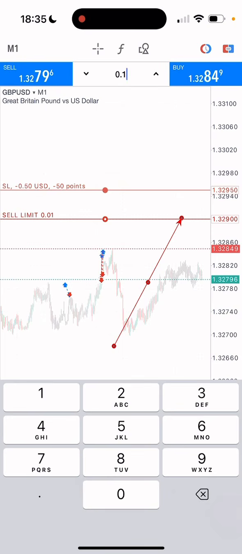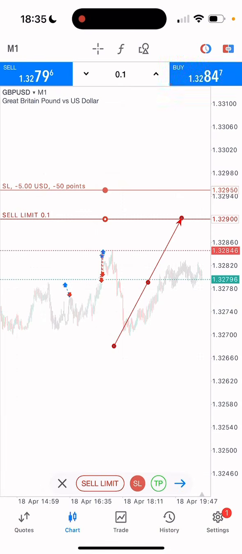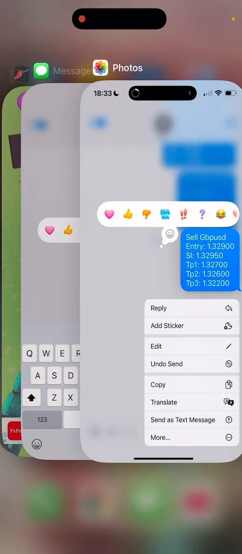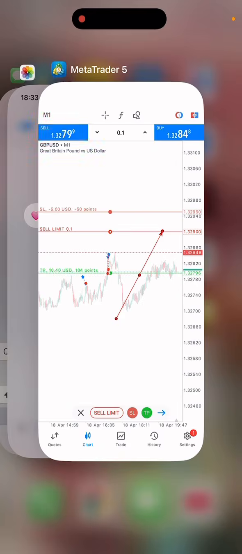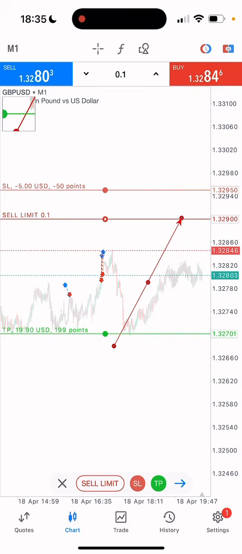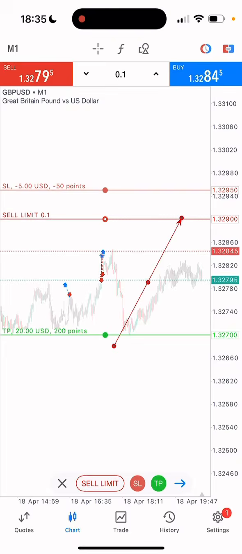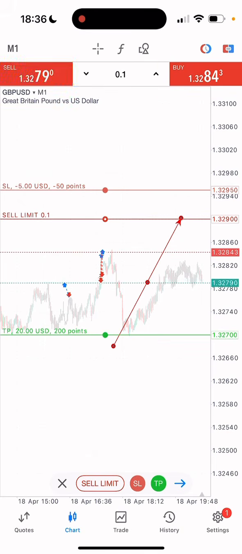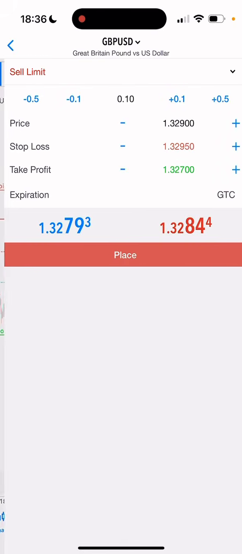Just for the sake of this example, okay? Meaning we're risking $5. Then if I tap on TP, how much are we going to make? What is TP? 1.32700. Right? So now I know we're risking $5 to make $20, which is not a bad trade at all. So how do we now set this in stone? We tap on the plus minus. Are we okay with the loss? Yes. Does the loss match our capital size? Yes. Does the loss match our trading plan? Yes. So we tap on the blue arrow, tap on place.